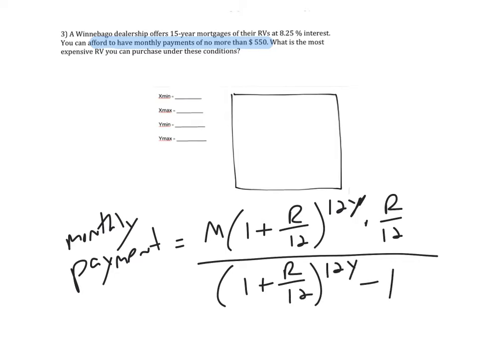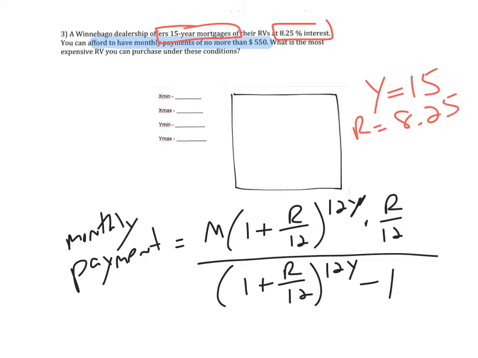Well, here it says you have a 15-year mortgage. So here our y is going to be 15 years. Here the interest rate is 8.25%. I'm going to move the decimal point 2 places to the left, so here our R needs to be 0.0825. And how much money you're mortgaging, M, usually the third variable in this formula, you're trying to figure out.